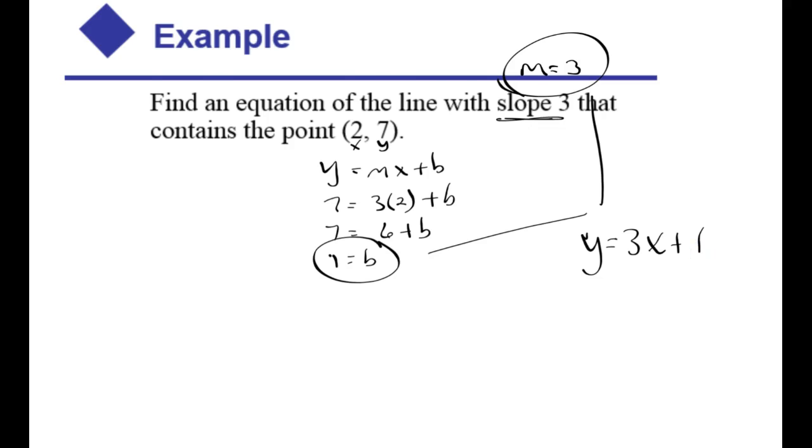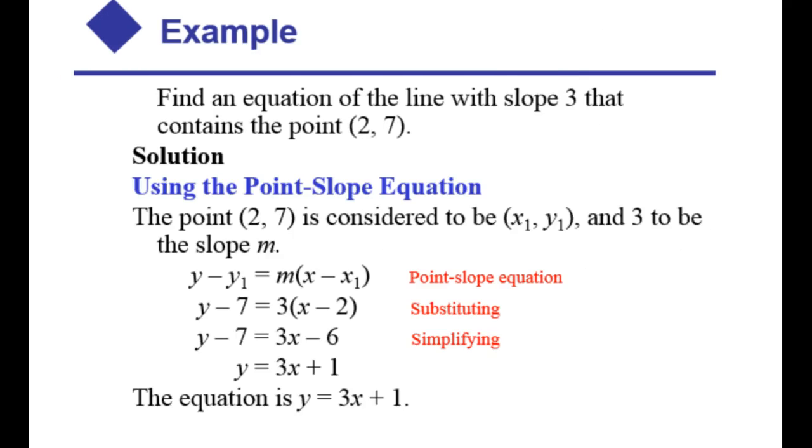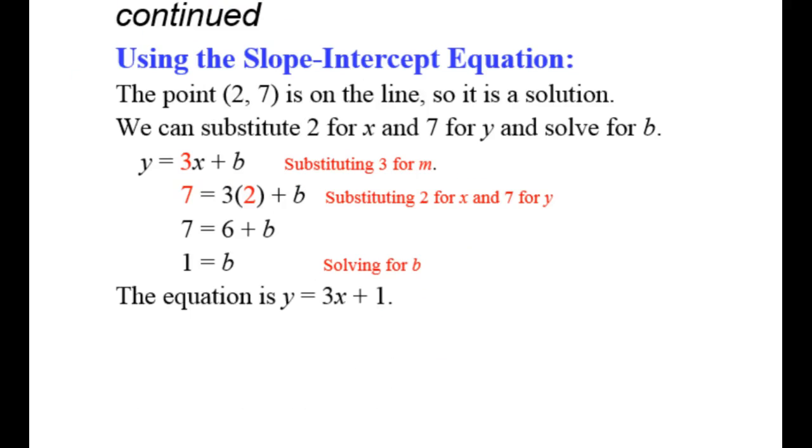I think that's easier than using point-slope. If you want to use point-slope, you can. Here would be the procedure to go through, plugging in for the x value, plugging in for the y value, and then remember, you can't leave it in that form. You need to eventually get it into slope-intercept form, and that's simply why I start with slope-intercept form. So here's the method that we used, slope-intercept form.